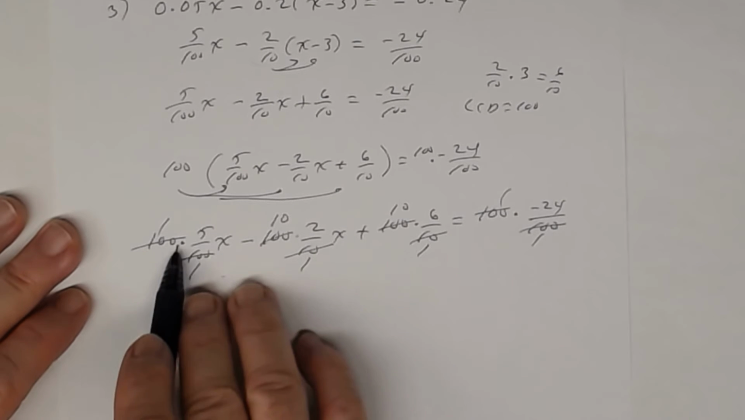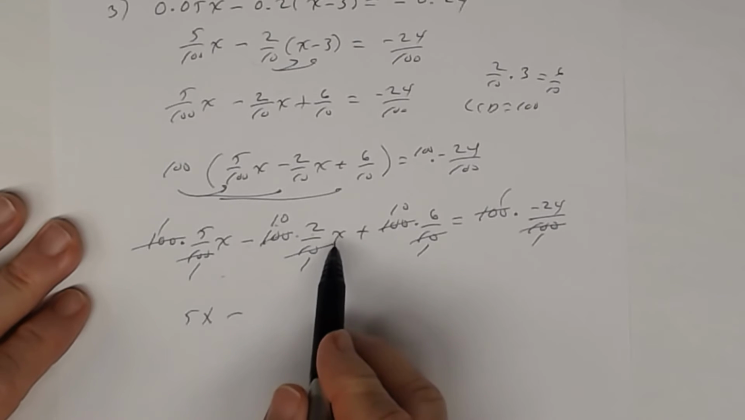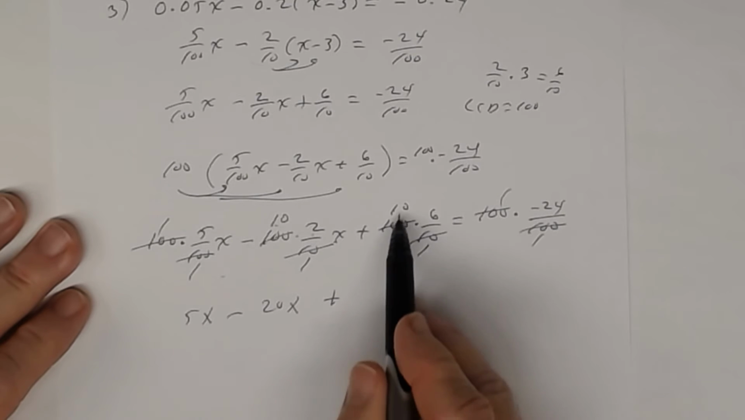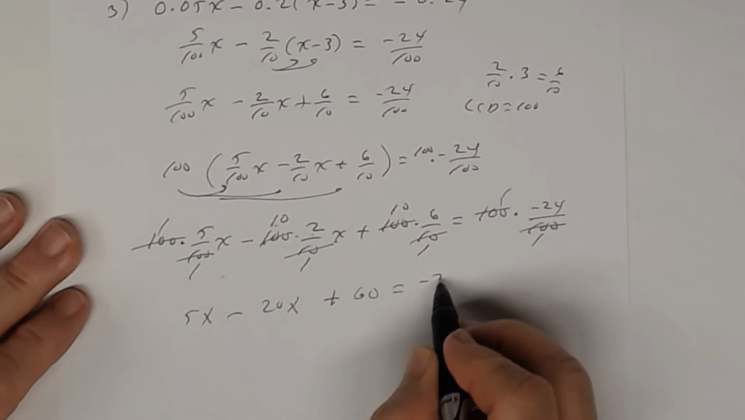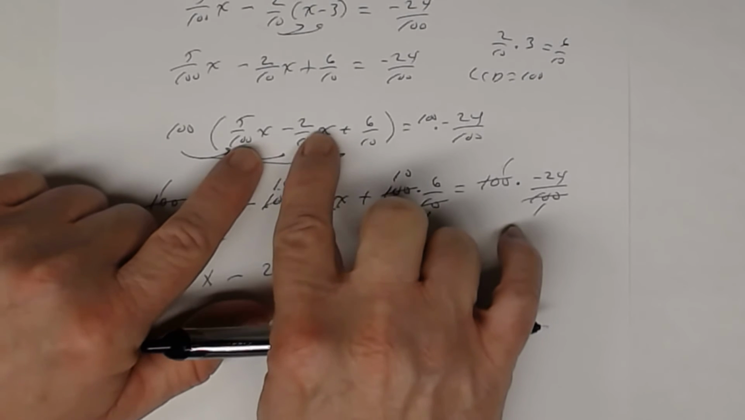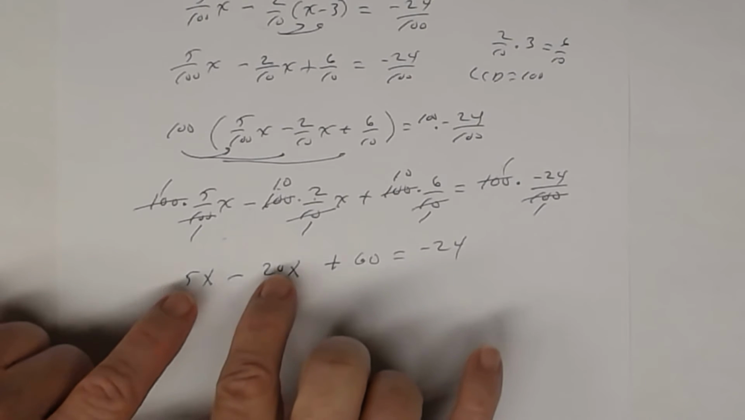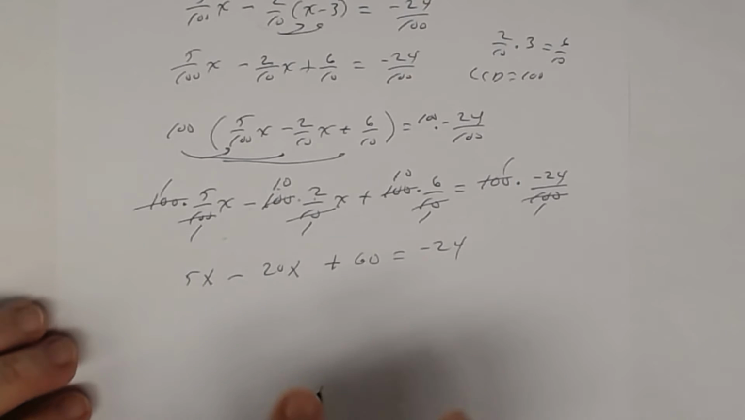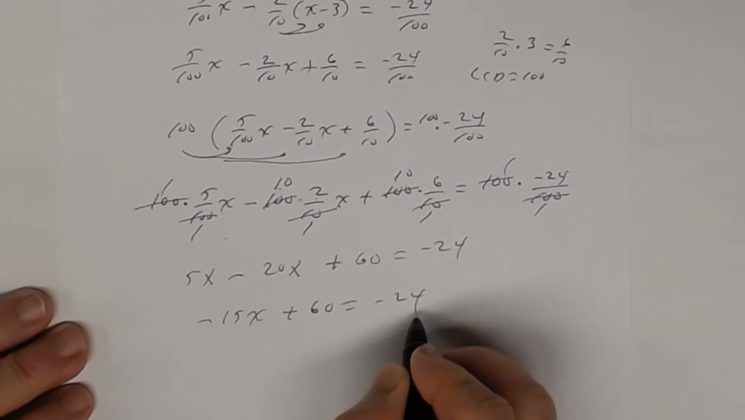Now 1 times 5x is 5x minus 10 times 2 times x is 20x plus 10 times 6 is 60 equal, and then 1 times a negative 24 is a negative 24. And now notice, you see those like terms here? Remember these were like terms, right? But the denominators were different, so it wasn't that easy to combine. Now they're easy to combine. Those two like terms, 5x minus 20x is a negative 15x plus 60 equal negative 24.